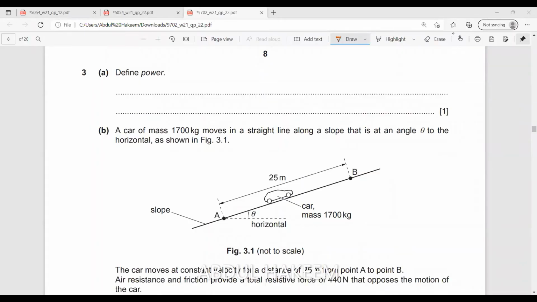So the question is, define power. The only definition is work done per unit time taken by the object.